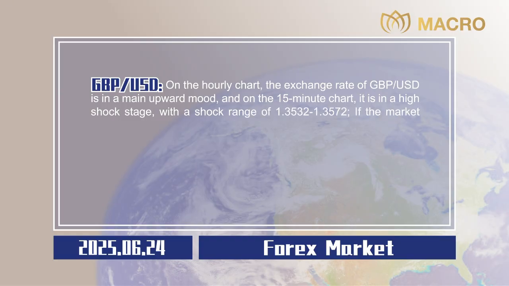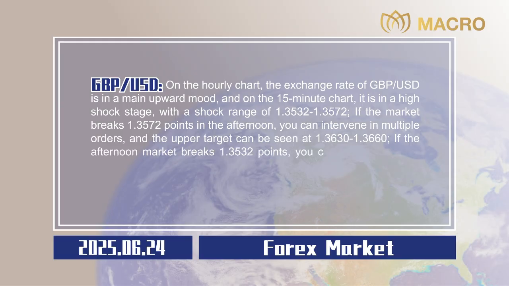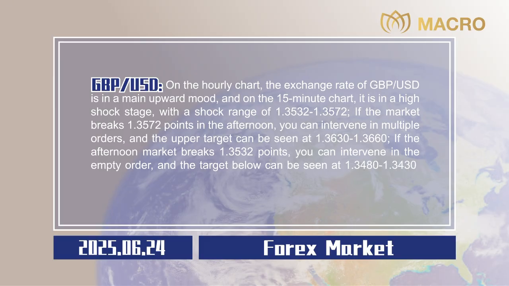If the market breaks 1.3572 points in the afternoon, you can intervene in multiple orders, and the upper target can be seen at 1.3630 to 1.3660. If the afternoon market breaks 1.3532 points, you can intervene in the empty order, and the target below can be seen at 1.3480 to 1.3430. Stop losses are all 20 points.